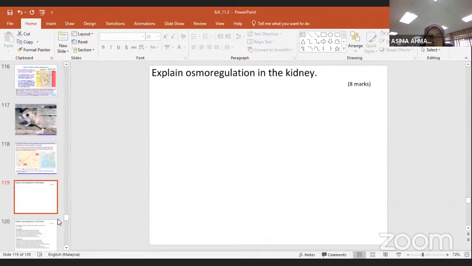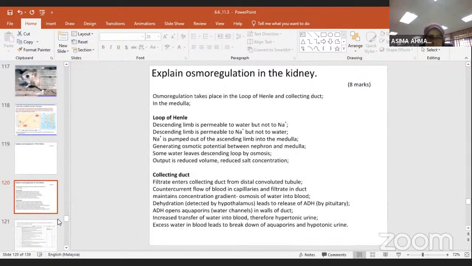Okay, this is an example question: explain osmoregulation in the kidney. But this is an old question. Later you all look for new questions. But then the points are about the same, I guess.